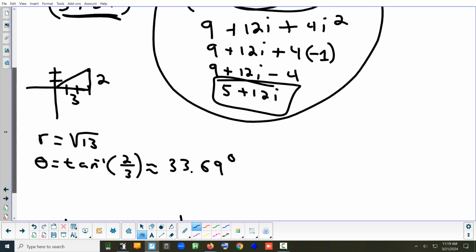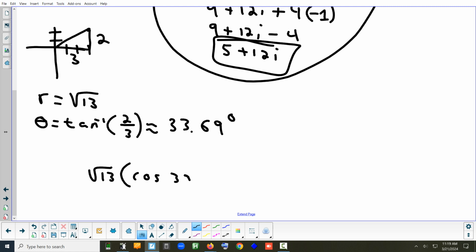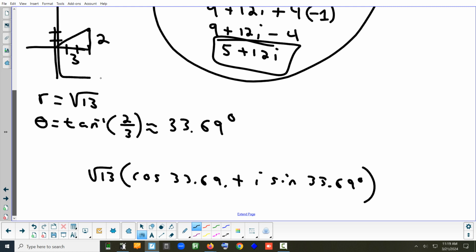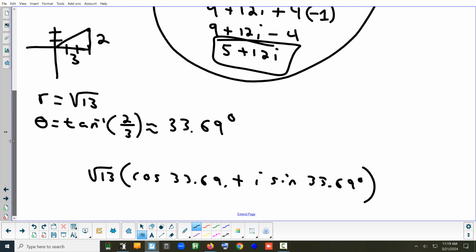Okay. So now let's write it in trig form. r cosine theta plus i sine theta. Okay, so I've got it in trig form. Now, what power do I want to raise it to? Second. Let's raise that to the second power.